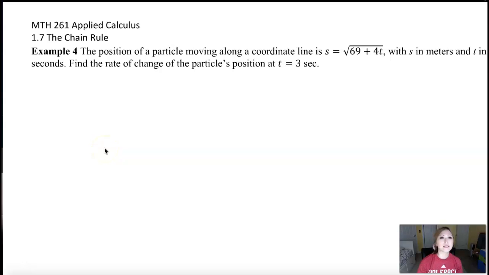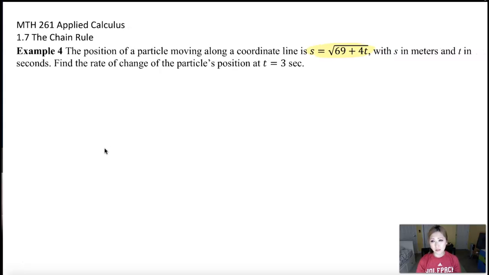Let's look at the very last example of section 1.7, the chain rule. Example 4 is saying the position of a particle moving along a coordinate line is s equals square root of 69 plus 4t, with s in meters and t in seconds.